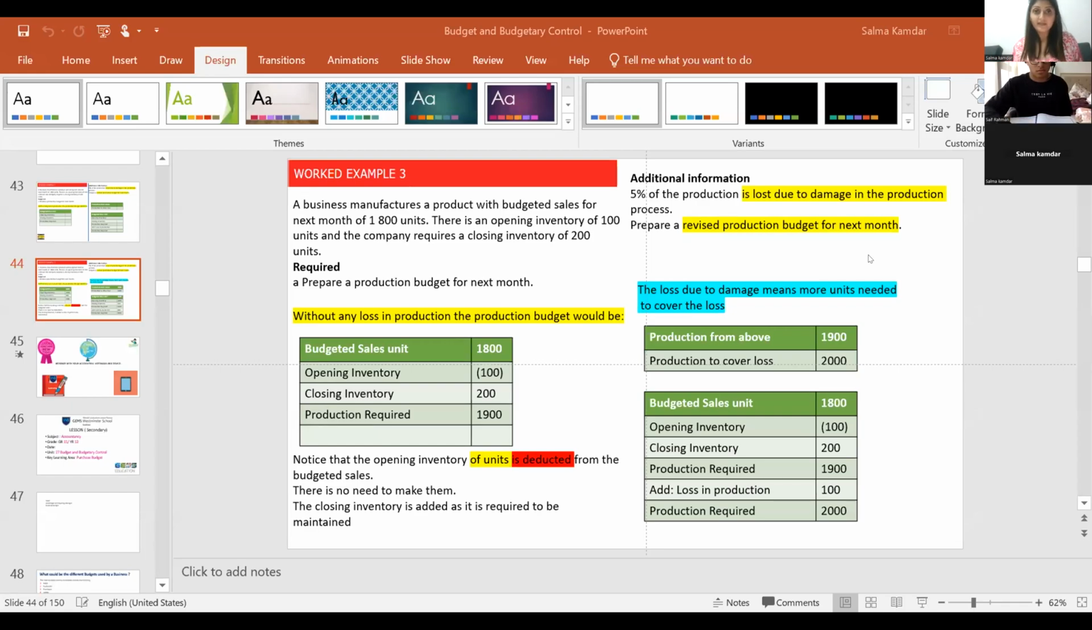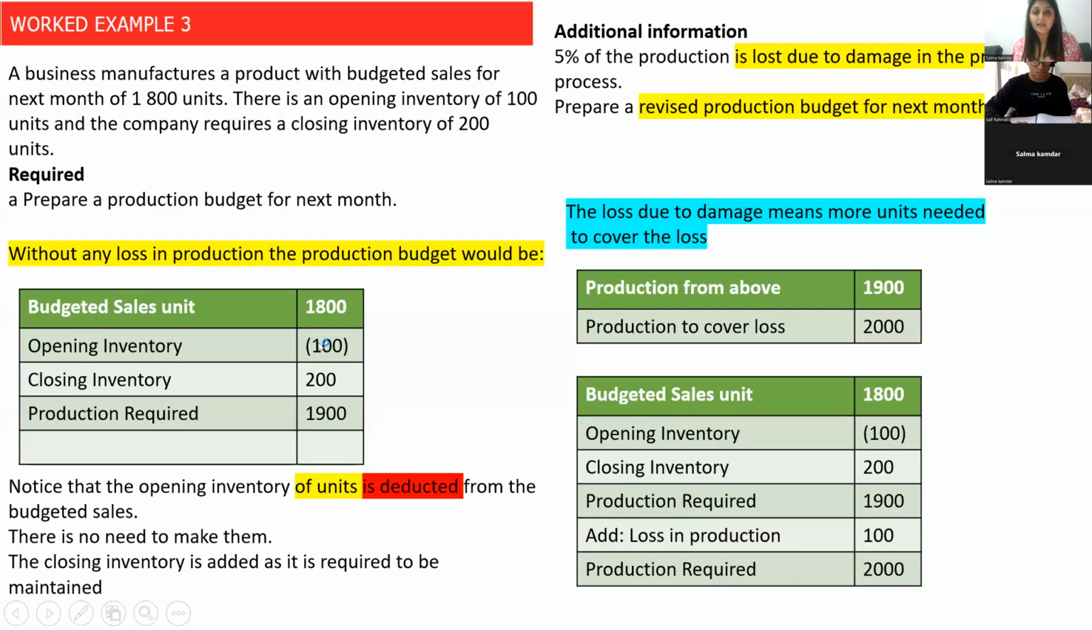Now tell me, if you are expecting a loss in production, that means we will produce more units. So the production that was required before was how many units? 1,900 units. And he expects that 5% of production is lost due to damage in production. So can you tell me how much will be the loss that would be there?